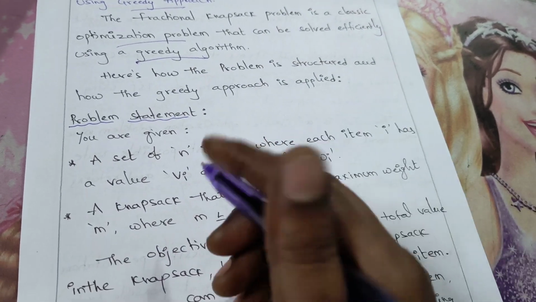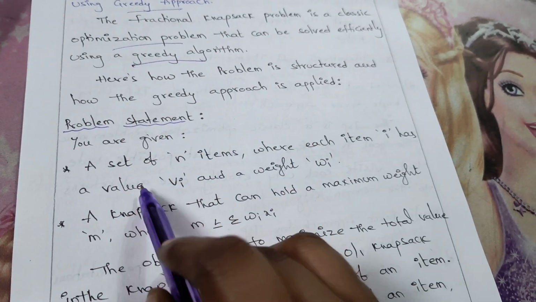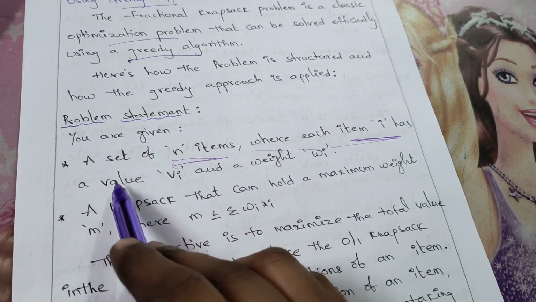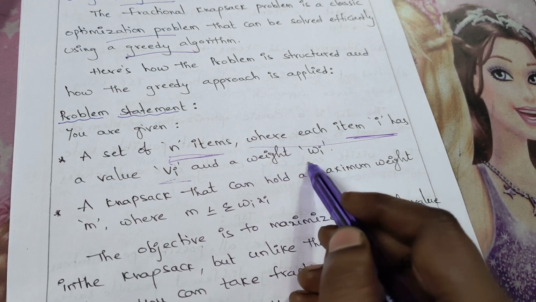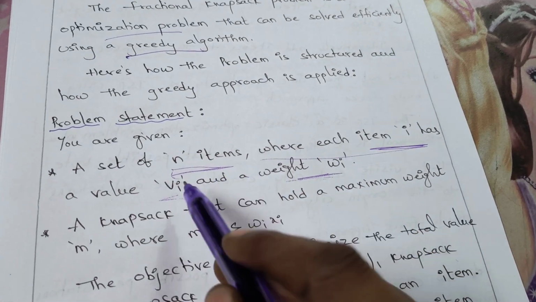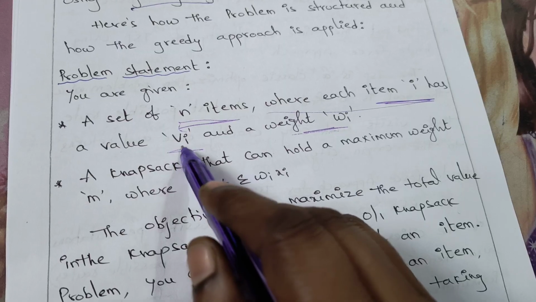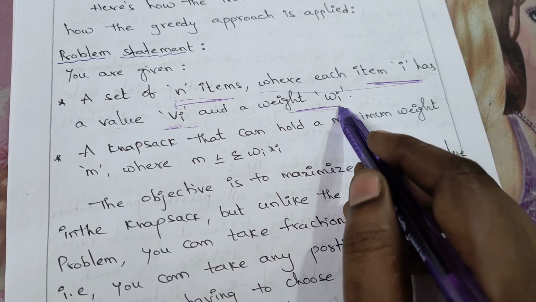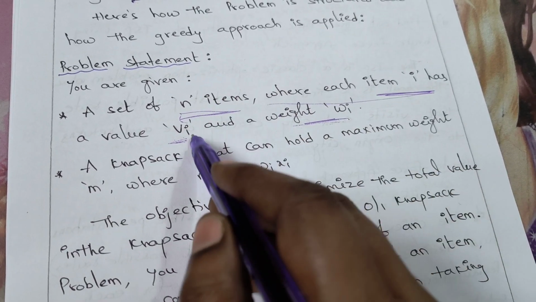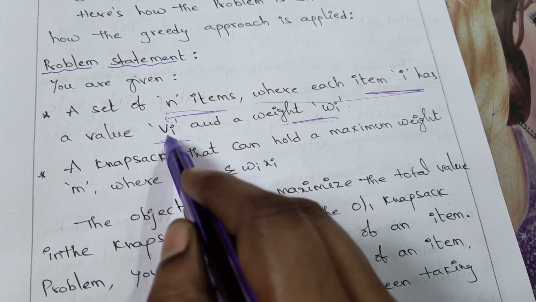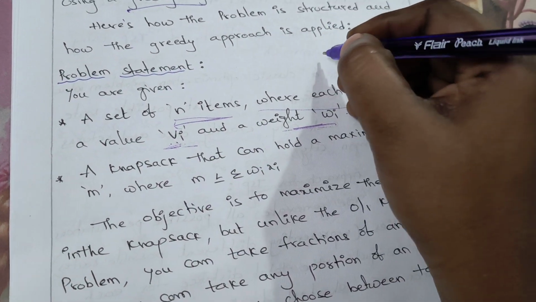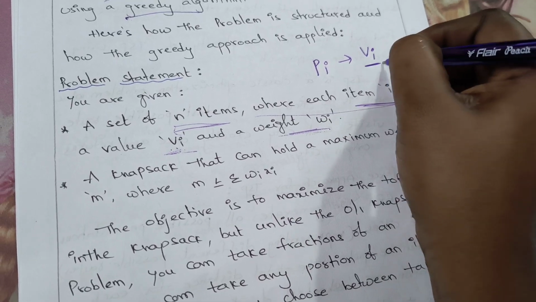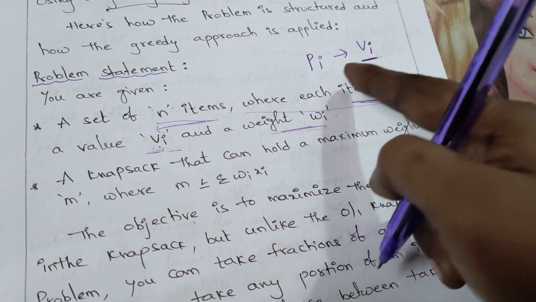Now what is this? We'll see. Problem statement: we are given a set of n items where each item i has a value vi and a weight wi. Now in your classroom maybe you were taught with the word profit, correct? Profit is pi and weight is wi. So here I am changing this term to vi. Don't get confused. pi and vi both mean the same. Pi means profit. I'm just terming it vi, that is, value. I'm going to use profit with the term value.